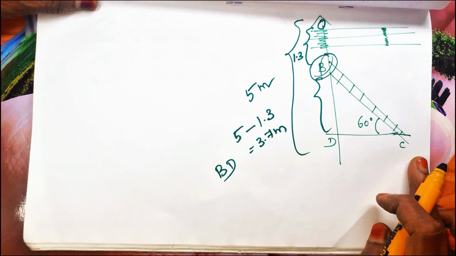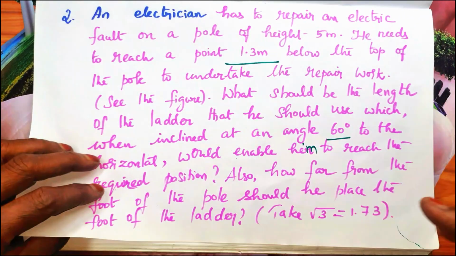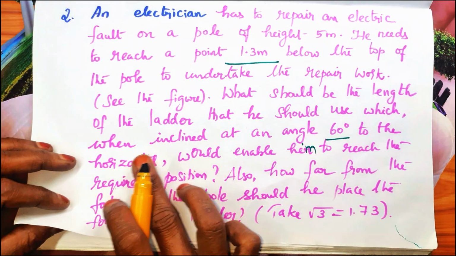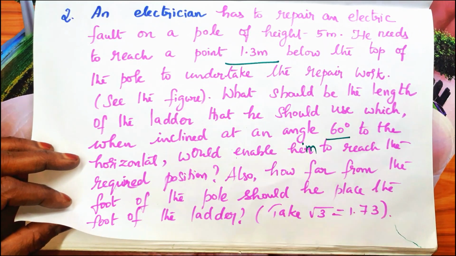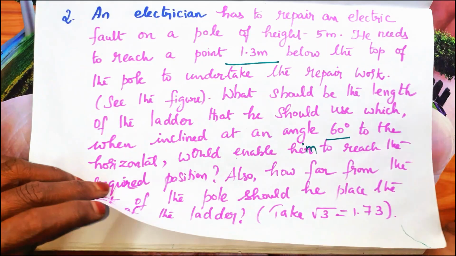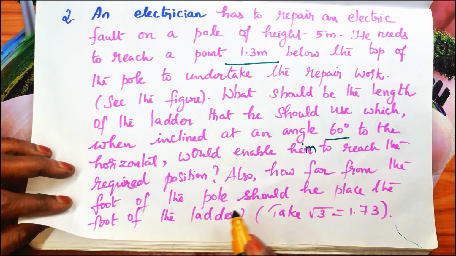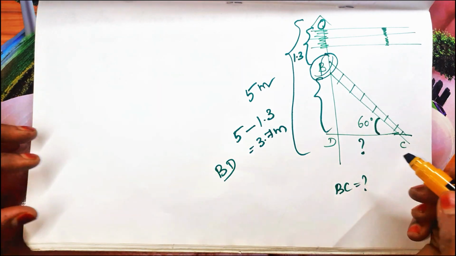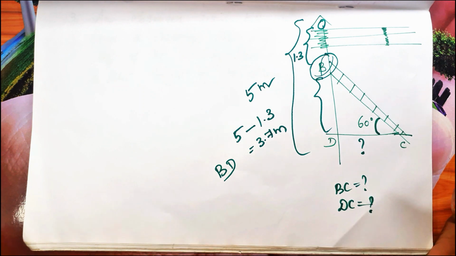So for that we are going to find BC. Then they have given the angle of elevation, that is with the horizontal. This angle is given, 60 degrees. And anything else? How far from the foot of the pole should he place the ladder? So this distance also we have to calculate. DC also we have to calculate.